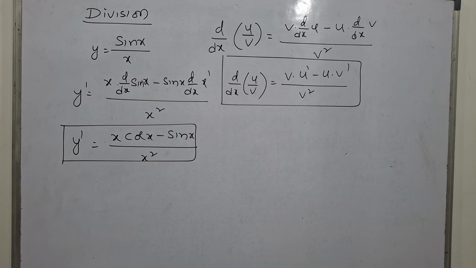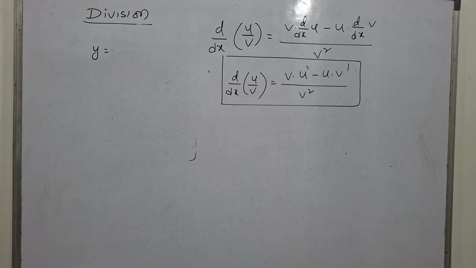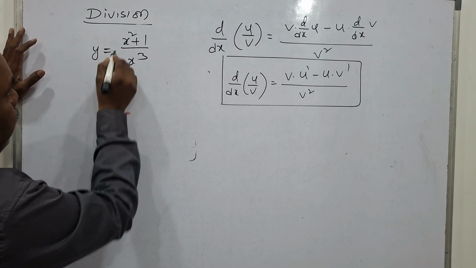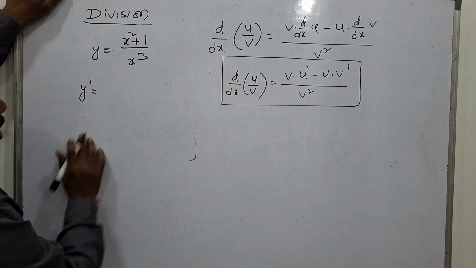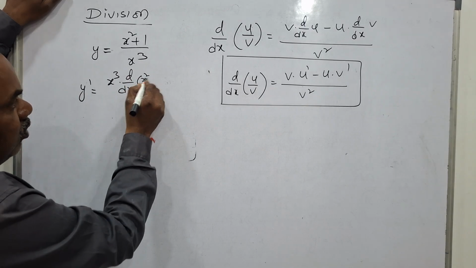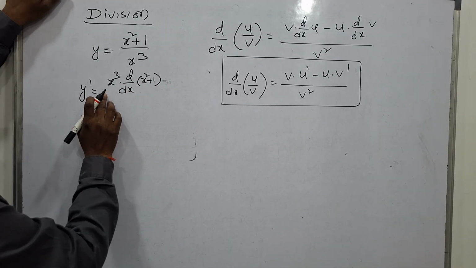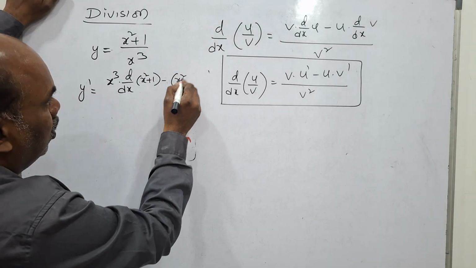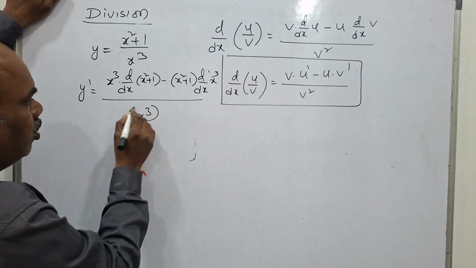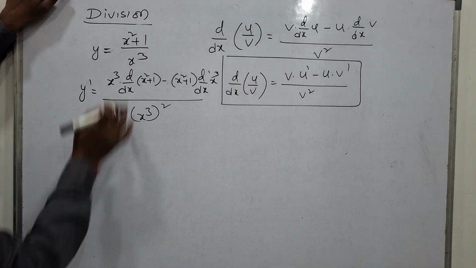Go to the next question. y is equal to x square plus 1 by x cube. This is the function. Now you have to find y dash. First denominator into d by dx of x square plus 1, minus numerator into d by dx of x cube, by x cube whole square, v square.